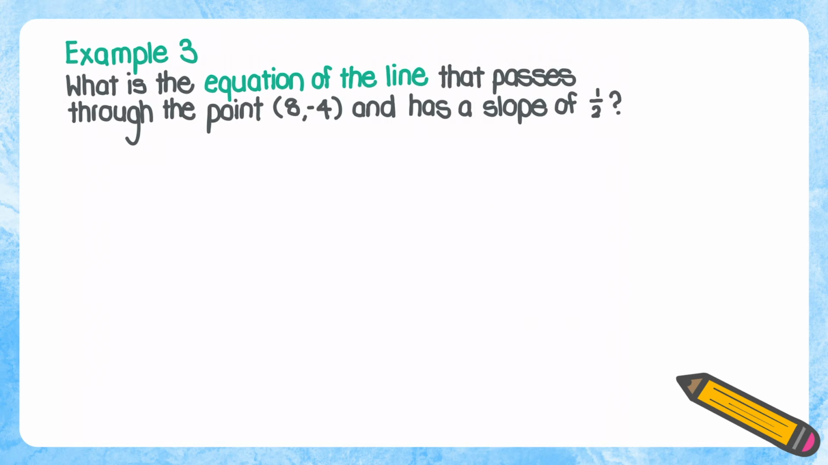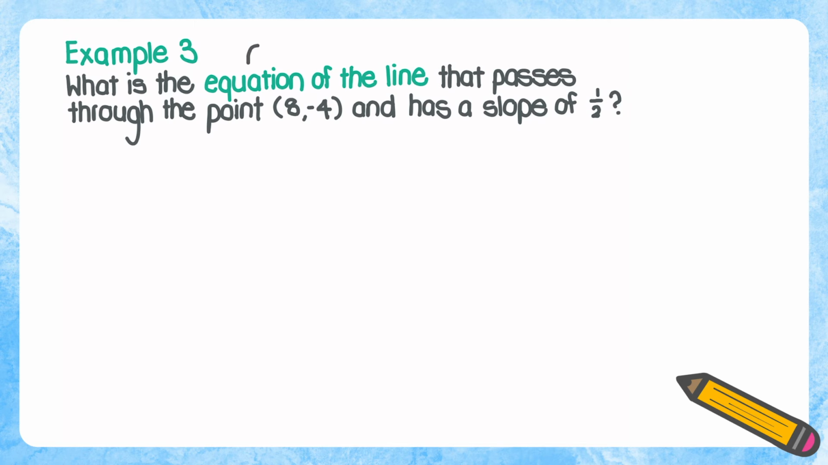For this example, we are asked, what is the equation of the line that passes through the point (8, -4) and has a slope of 1/2? We have a slope that's a fraction right here, but don't worry, because remember we practiced how to multiply fractions a few lessons ago. So let's find the equation of this line based on the point (8, -4) and the slope 1/2.